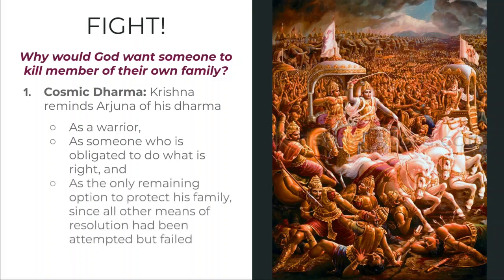So as a warrior, and in this case as a warrior for the Pandavas, he is someone who is obligated to do what is right. And again, Krishna reminds him that they have not just jumped into battle. They have really exhausted all of the other peaceful possibilities for resolving this conflict. And so this is the only remaining option to protect his family, since all other means of resolution have been attempted but failed. So again, this is not an advocation of violence just because you're a warrior, but that this is something that has to occur for the greater good, since in this case all other attempts have failed.